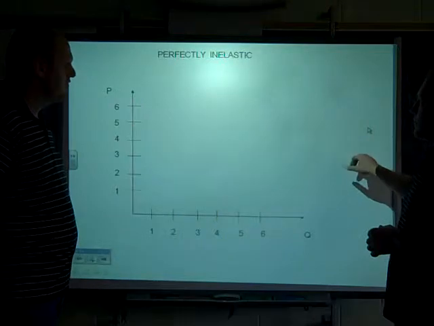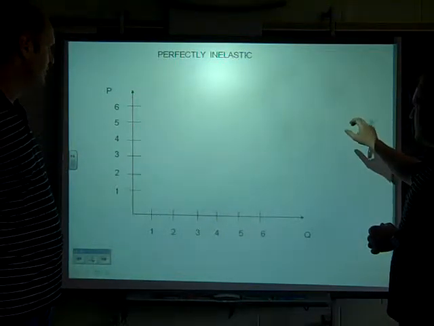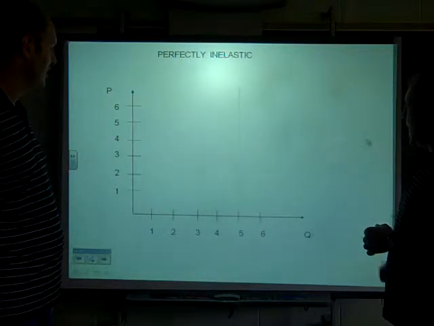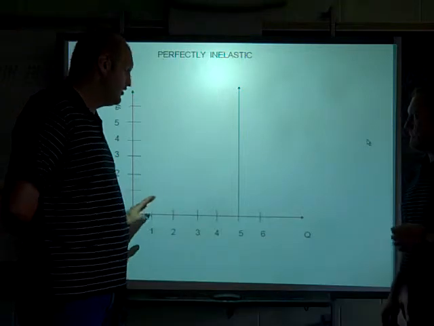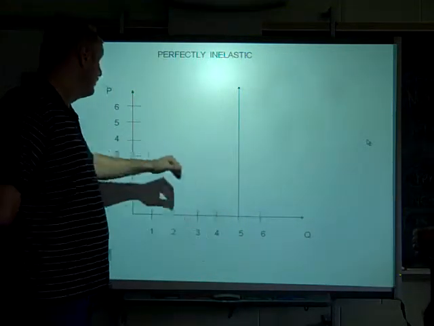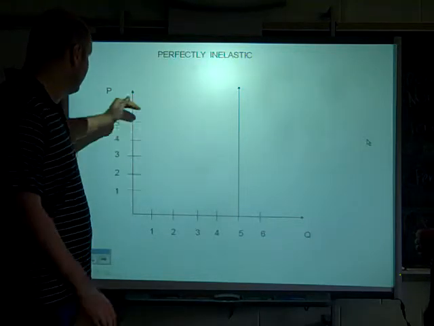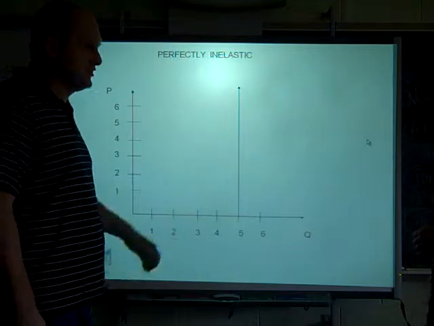Conversely, with perfectly inelastic products, you're going to see a straight up and down curve, so that we know that there's only this amount of product in the market. There's 5. Regardless of whether that product costs $1, $5, $6, there's only 5 available. It's your ultimate limited resource market.